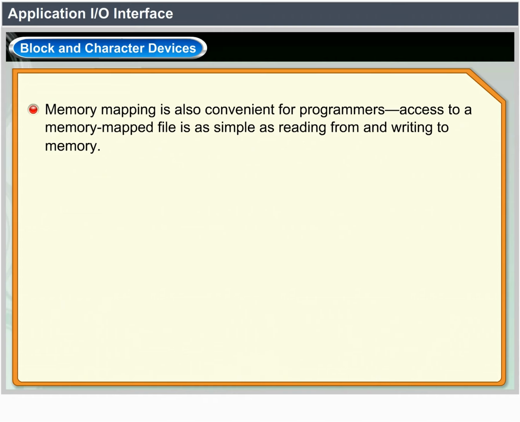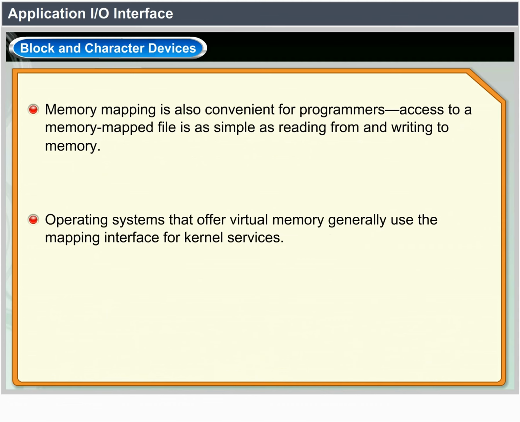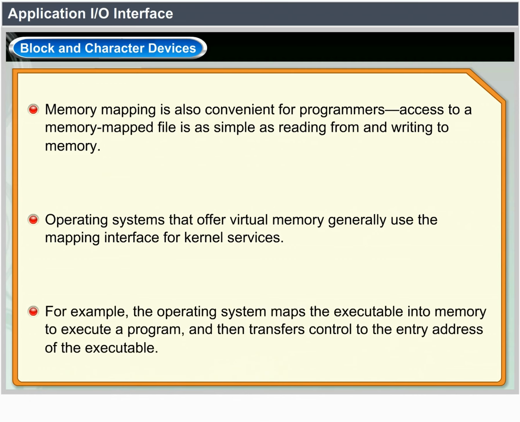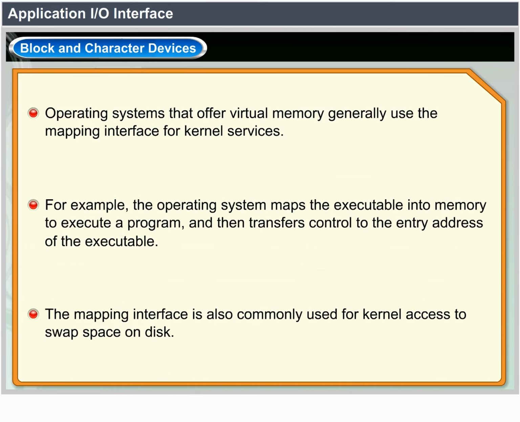Access to a memory mapped file is as simple as reading from and writing to memory. Operating systems that offer virtual memory commonly use the mapping interface for kernel services. For instance, to execute a program, the operating system maps the executable into memory and then transfers control to the entry address of the executable. The mapping interface is also commonly used for kernel access to swap space on disk.